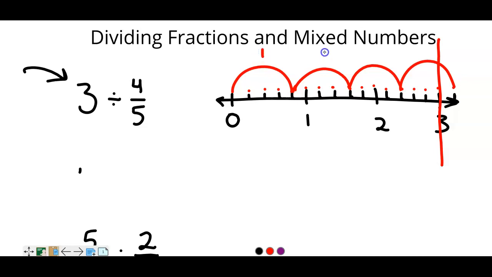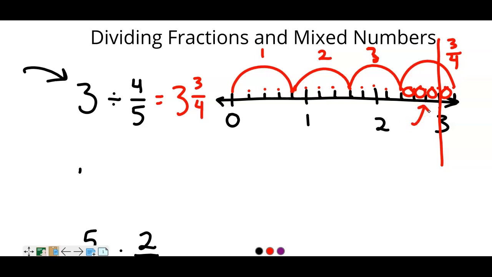How many full jumps did we have? Well, we had 3 full jumps. Let's get that on there. And then we had a part of a jump. What fraction is this? Well, I see 4 sections: 1, 2, 3, 4. Out of 4, we were able to make 3 of those sections. So that is 3/4 right there. So our answer to this is going to be 3 and 3/4. So how many times does 4/5 go into 3? 3 whole times and 3/4 of a time. That's this section right here.